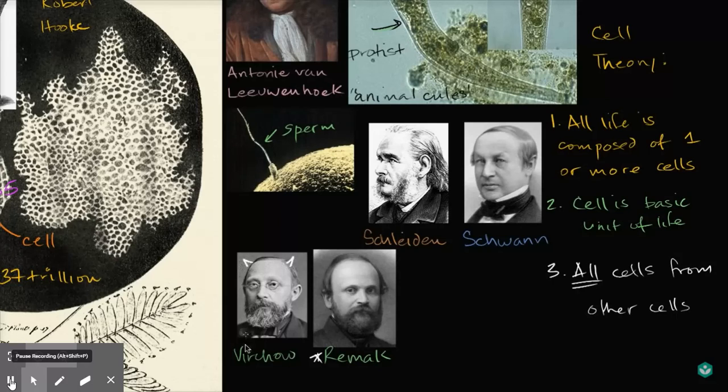So it's really Remak who deserves the bulk of the credit for this tenet that all cells come from other cells. And once again, he wasn't the first person to observe that some cells come from other cells, but he said, no, this is a fundamental thing. All cells, this is how they actually come about. They don't just somehow spontaneously emerge.